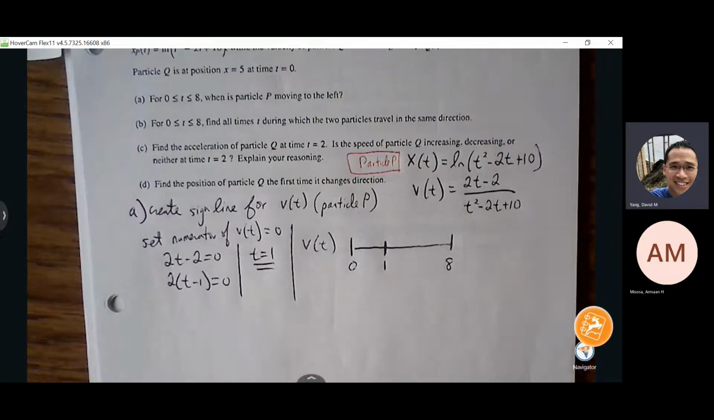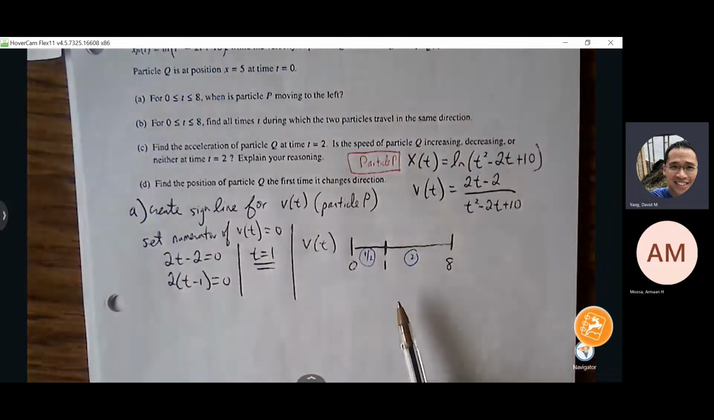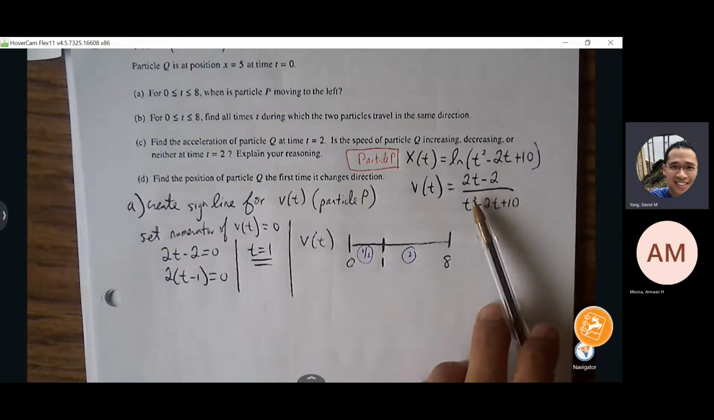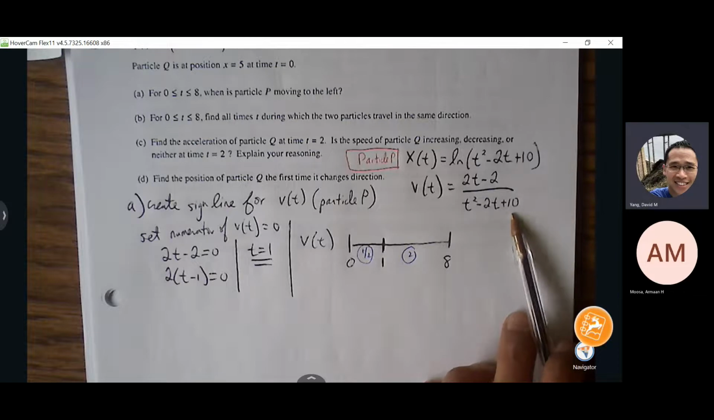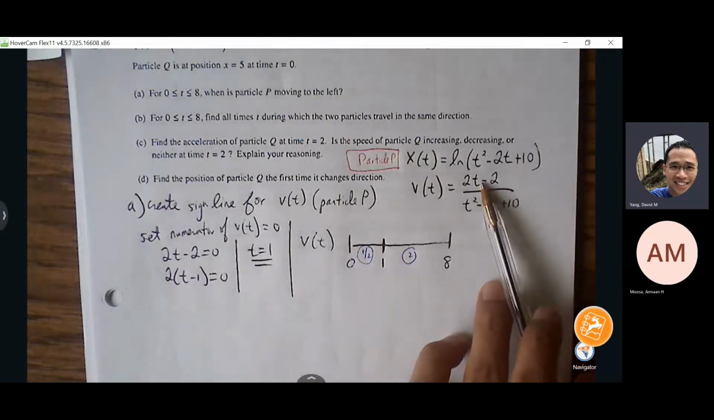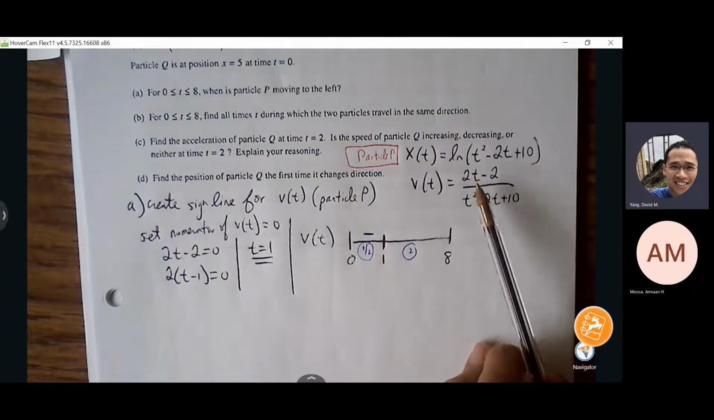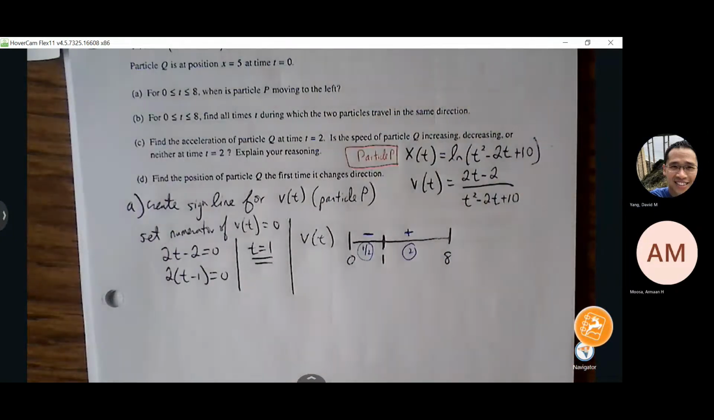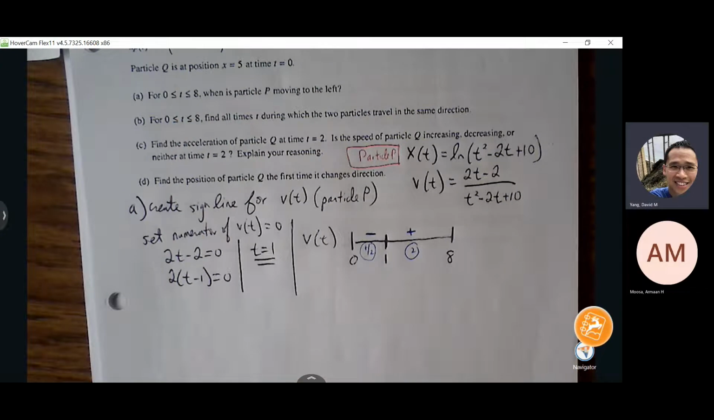Between 0 and 1, we can choose a value to test. We can test 1/2. Between 1 and 8, we'll test 2. We're testing this against our velocity function. So 1/2 in for t, I get 1 minus 2, that's negative. And then 1/2 squared minus 1 plus 10. This 10 is such a large value. This is going to be positive. So I get a negative over a positive, which is negative. So my particle is moving left. If I plug 2 in, 2 times 2 is 4. 4 minus 2 is 2. 4 minus 4 plus 10 is still positive. This is positive over positive. The particle is moving left in this interval from 0 to 1, since v of t is less than 0.